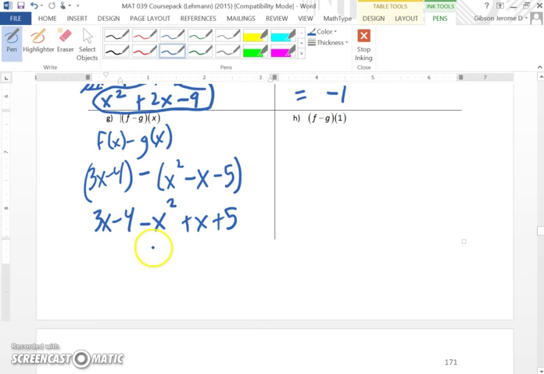Now, we need to combine the like terms. Negative x squared, we know will go first, and it's by itself. We have positive 3x plus x. 3x plus x is a positive 4x. Then we have negative 4 plus 5, which will give us positive 1. So our final answer here is negative x squared plus 4x plus 1.